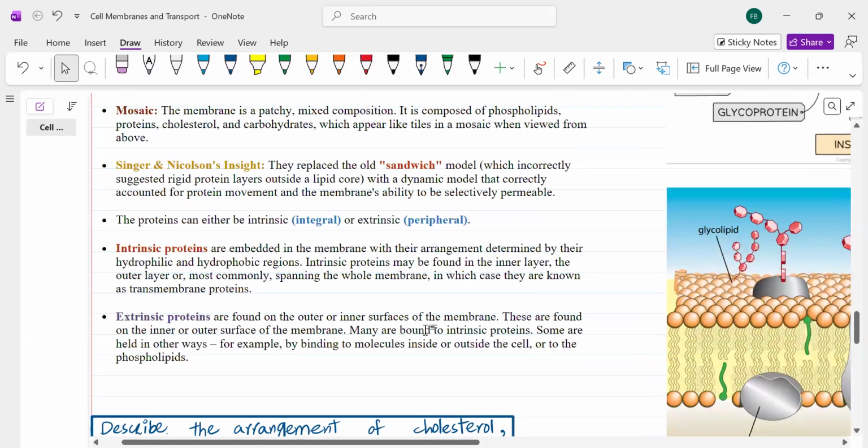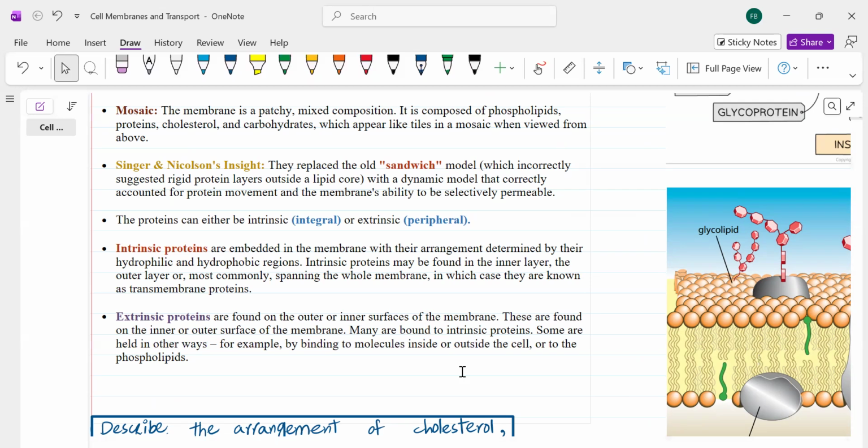Now there is the Singer and Nicolson model. They replaced the old sandwich model. In that model, they said the proteins are sandwiched and there is a lipid core: the inside core is lipid and outside there is protein. What Singer and Nicolson said is that the lipid is in the center and proteins are present outside as a whole. This is what some scientists suggested in previous times, so that model was rejected.